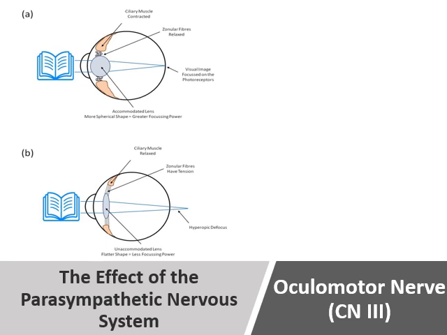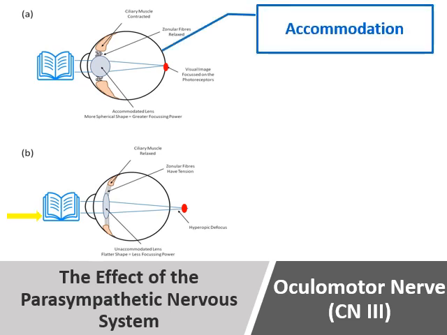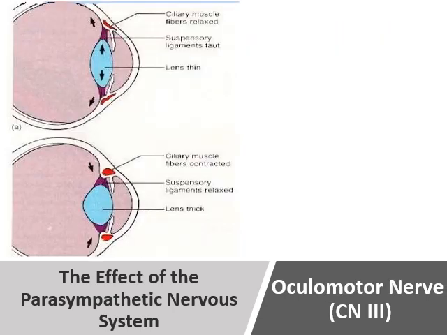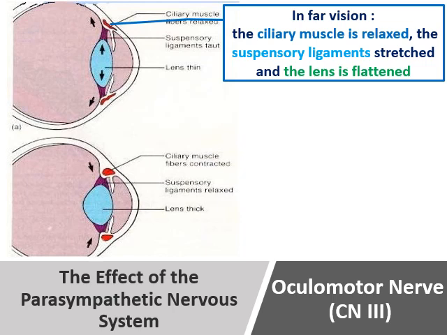In addition to miosis, the short ciliary nerve increases the dioptric power of the lens of the eye to near vision to ensure that the visual image is focused on the photoreceptor. This is known as accommodation. To understand accommodation, you have to know that in far vision, the ciliary muscles are relaxed and the suspensory ligaments are stretched. Thus, the lens is flattened.